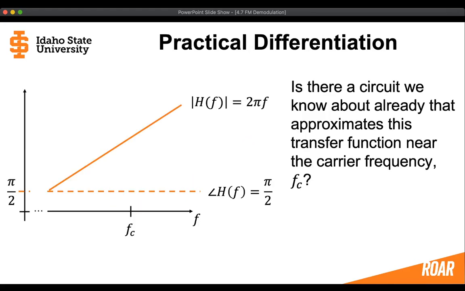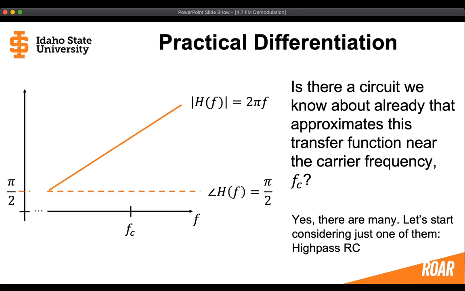So are there any practical circuits we know about that could approximate this ideal differentiator? Maybe just approximate it even just at one frequency near the carrier frequency? Since we know most of the frequency domain information of our original message is going to be centered around the carrier frequency in the frequency modulated signal, maybe we can just start out by finding a circuit that approximates this just at that frequency.